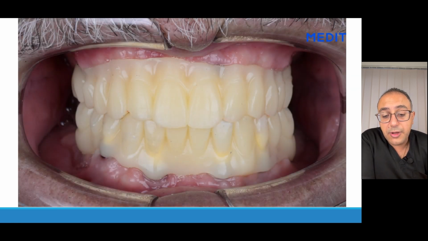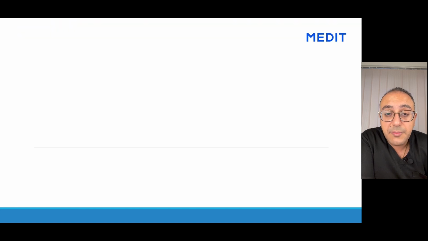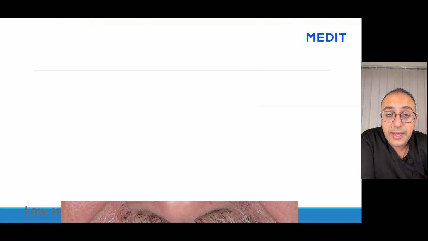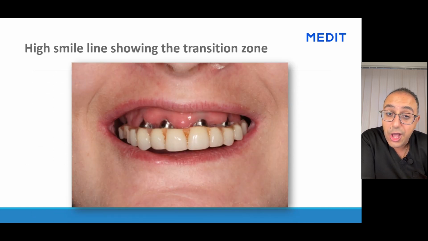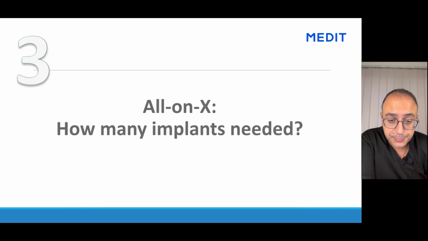Now this is an example of a case done without plateauing. You can see the margins of the restoration going up and down. And this is not very hygienic. And regarding aesthetics, it may not be showing if the patient has a low smile line. The low smile line will be hiding the transition zone. But if the patient has a high smile line, like the case we have just seen, the transition zone is showing, and so the aesthetics are compromised.